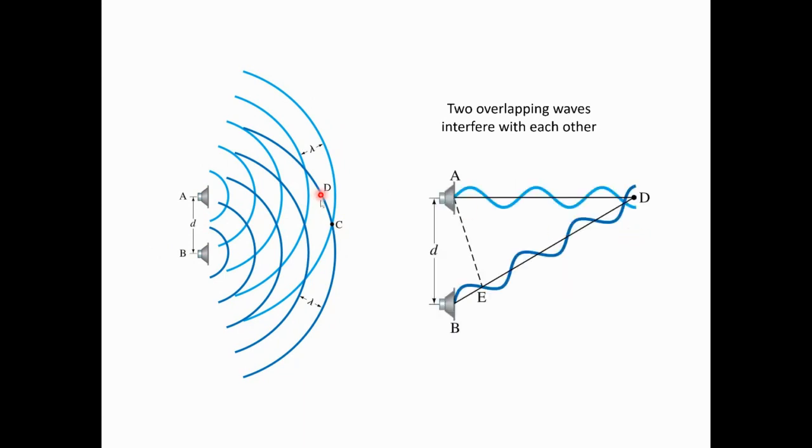In contrast, at a point D over here, we have one wavelength, two wavelengths, and 3/4 coming from speaker A, or light source A. And B, we've got one wavelength, two wavelengths, three wavelengths, and 1/4. So at point D, there's a peak from one and a trough from the other. And so we have destructive interference, and there's no signal there.